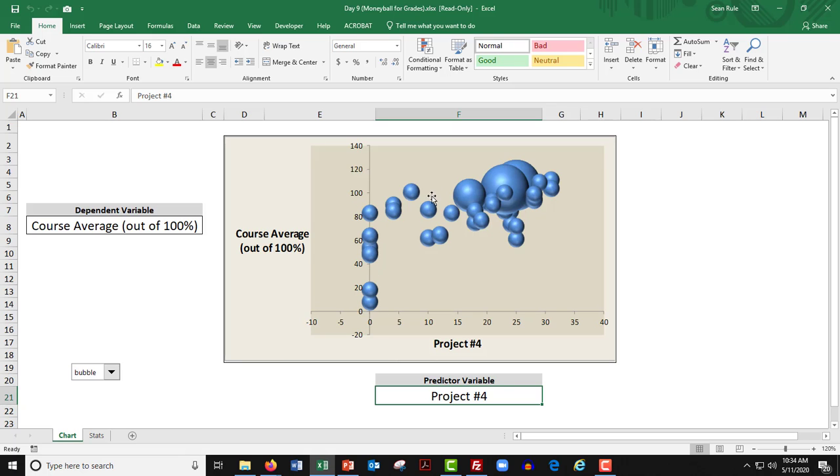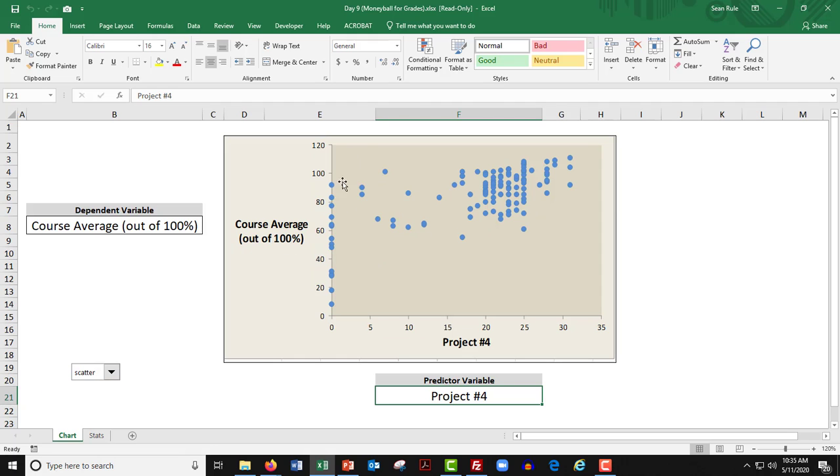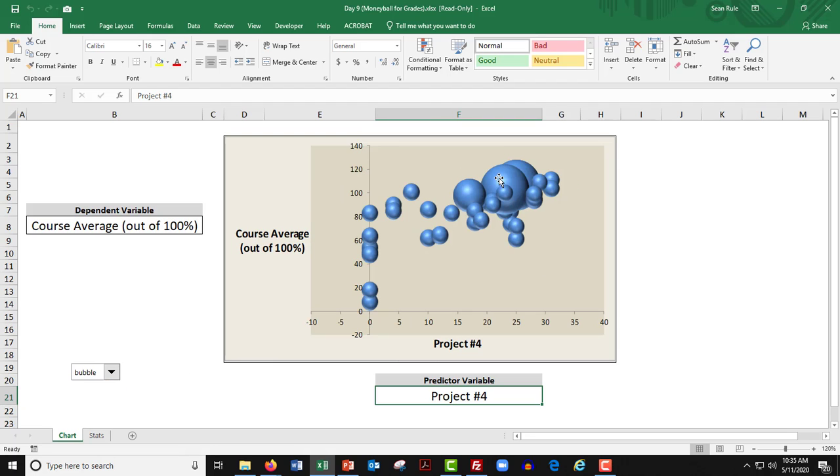They're laying on top. You see this little cluster right here? 1, 2, 3, 4, 5. It's like about six points. There they are right there. Maybe more than 6, but they're right there. They're in the same spot. What a bubble chart does is it counts the data points that occur more than one time.